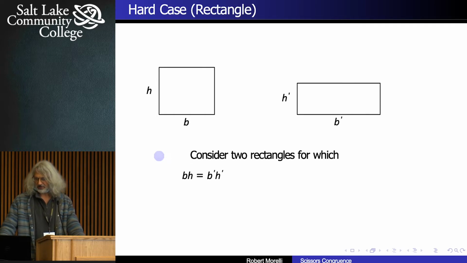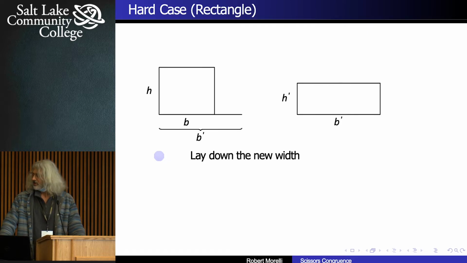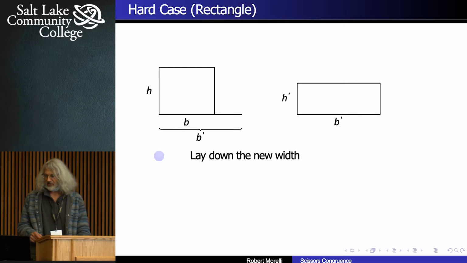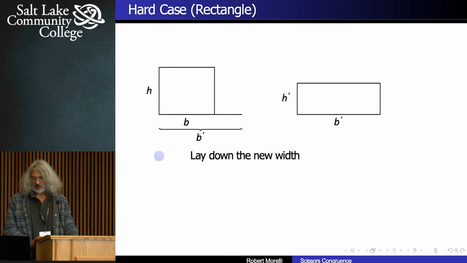I've illustrated this with two rectangles. One of them's a little bit taller and a little narrower, and the other one's not as tall, but it's wider. But I'm assuming that base times height is the same for both. You start the construction by laying down a foundation of B prime under the rectangle whose base is B. So we're preparing the ground, like we're going to do some construction, and we have a new foundation that's B prime wide.